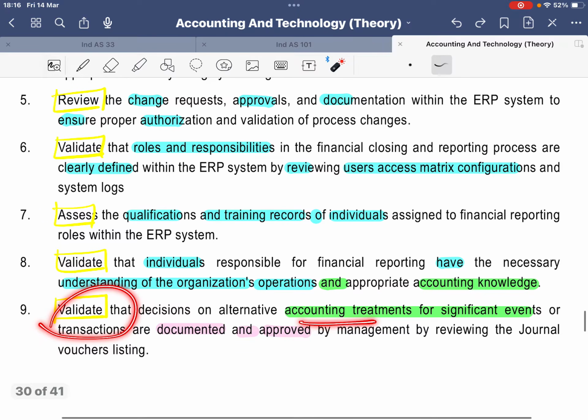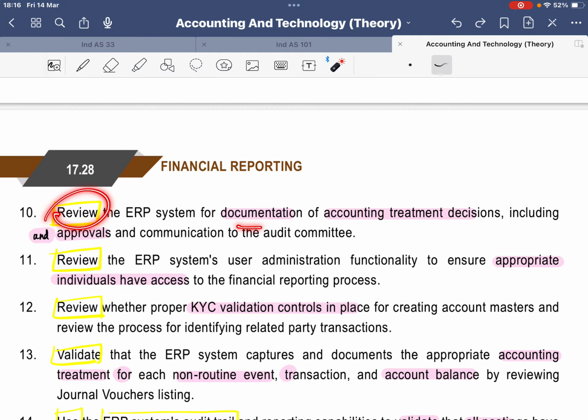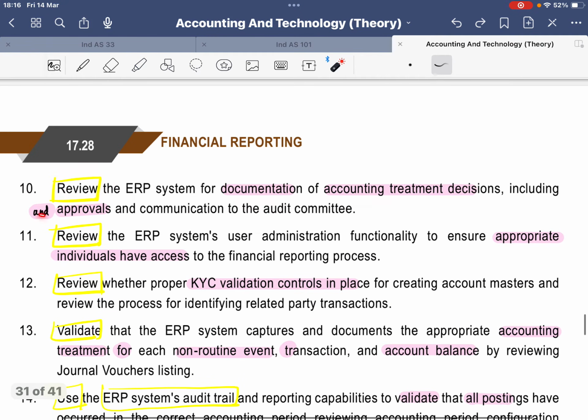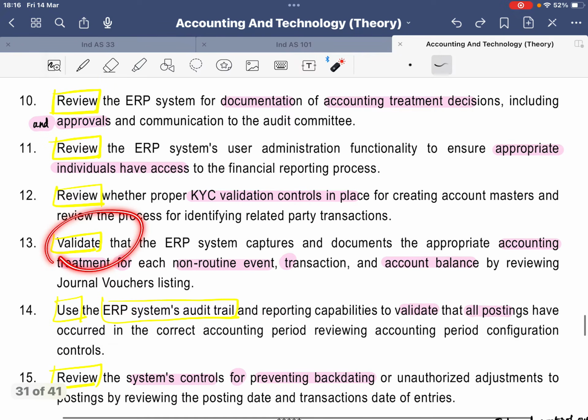Validate accounting treatment for significant events is documented and approved. Review documentation, accounting treatment decisions and approvals. Review that appropriate individuals have access. Review KYC validation controls in place. Validate accounting treatment for each non-routine event, transaction, account balance.